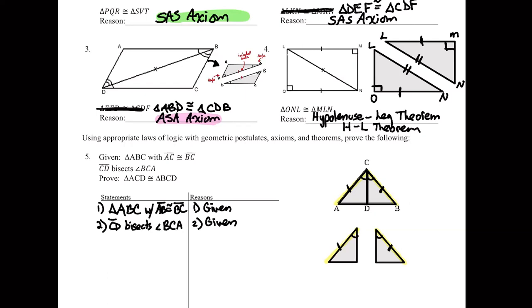Labeling helps, because if I label this ADC and BDC, it might just pop out at you, oh, wait a minute, these two are the same. DC, it's the same line segment. And that's because CD is a reflexive side. So I could say, as weird as it is to make the statement, CD is congruent to CD by the reflexive property.